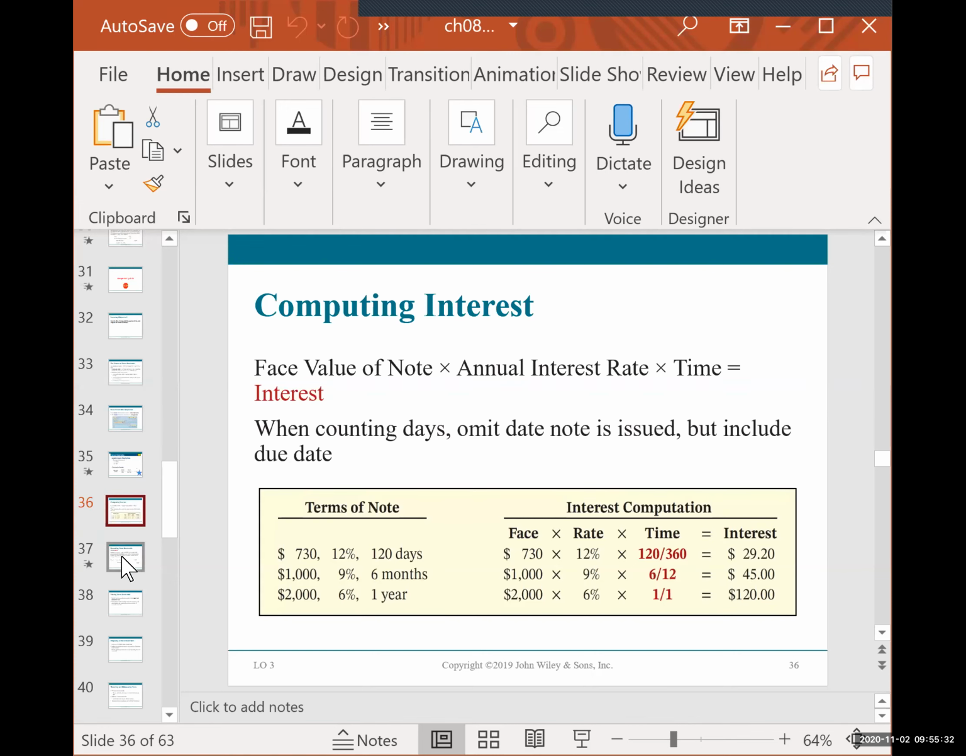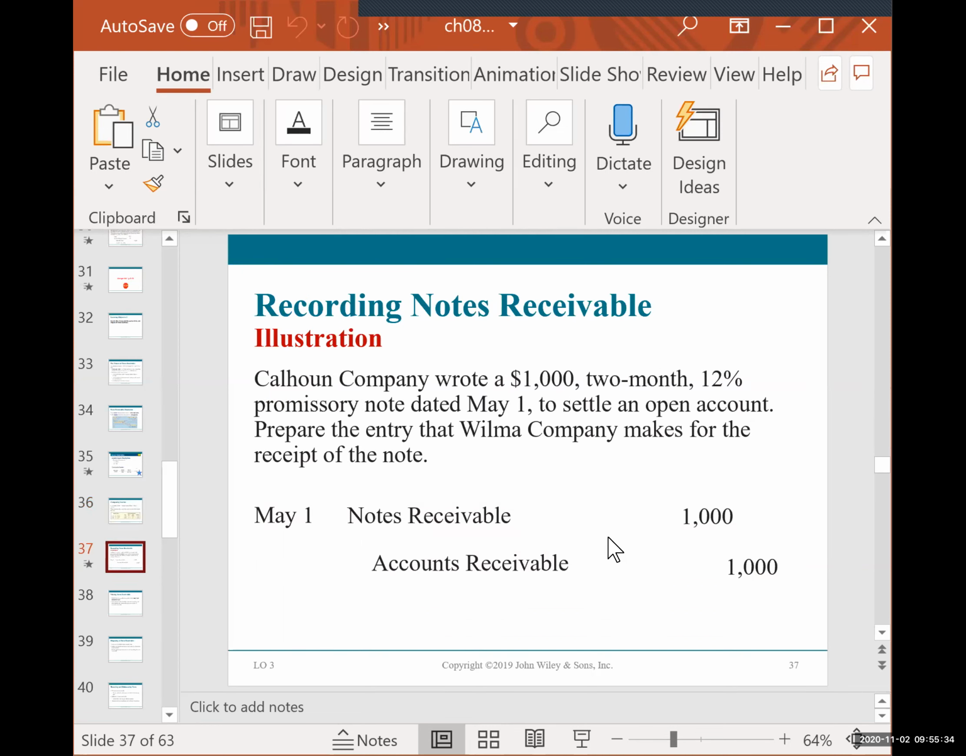Okay. So let's go to the next slide here. All right. So put that aside for a second. This is just showing an entry when you are using a note to settle an accounts receivable. Remember I said that if you have a customer that can't pay and you want to give them a chance to pay over a longer period of time, you might negotiate a note with them. So this says Calhoun Company wrote a $1,000 2-month 12% promissory note dated May 1 to settle an open account. Prepare the entry that Wilma Company makes for the receipt of the note.